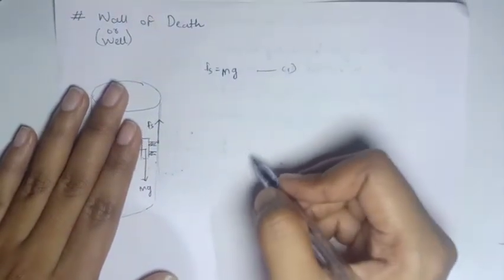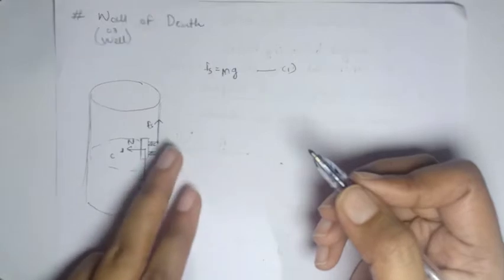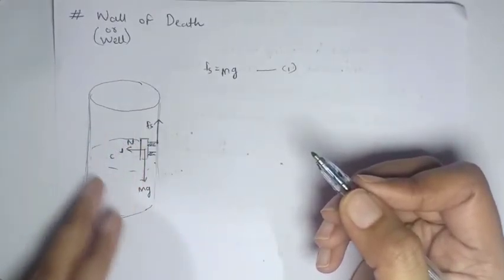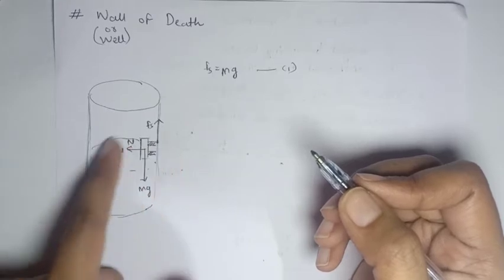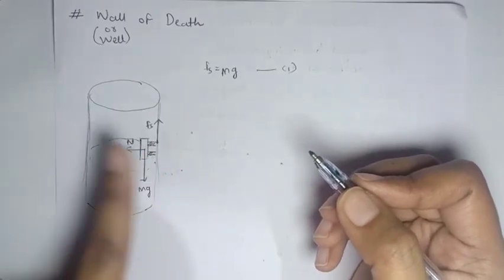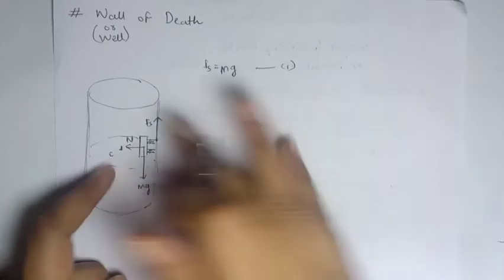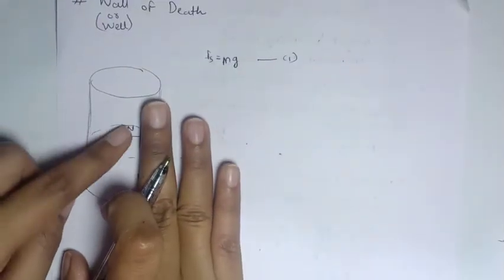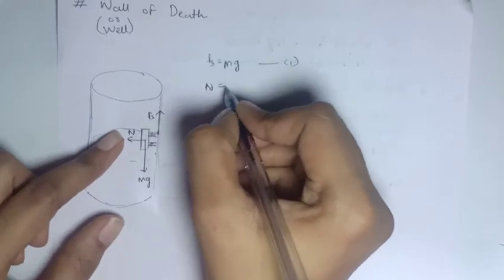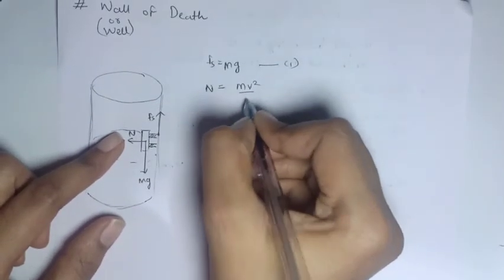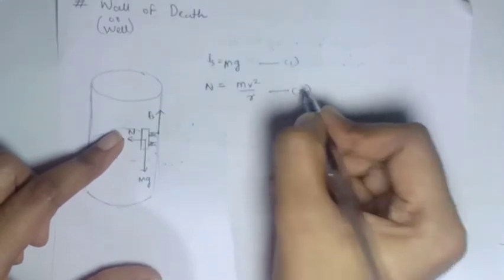Now the second condition, for centripetal force. The centripetal force will be the horizontal force, which gives you the circular motion. So here the only horizontal force is the normal reaction. That's why the normal force equals mv square by r. So this will become equation number 2.